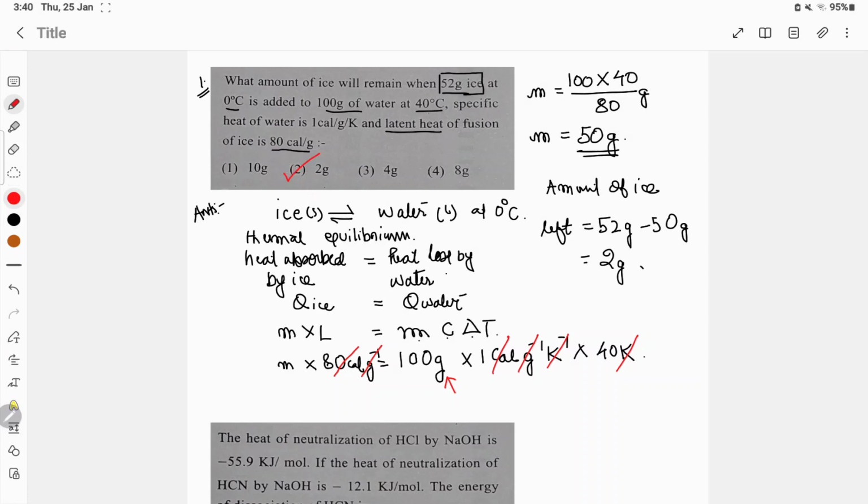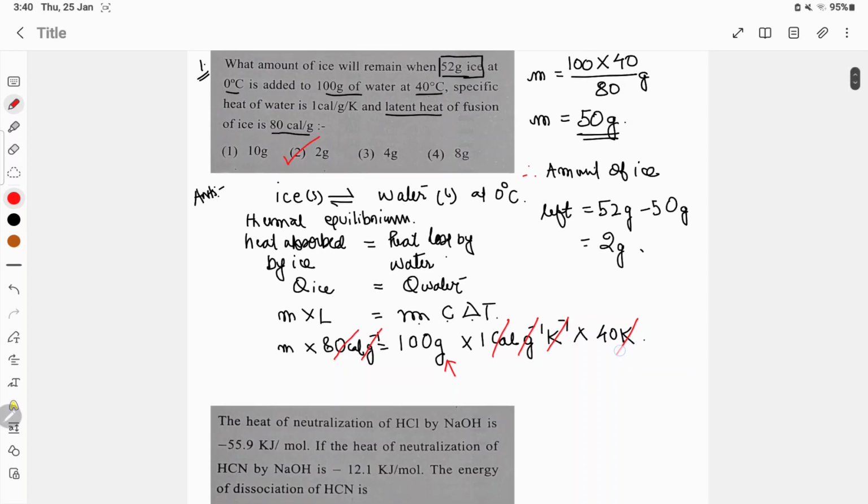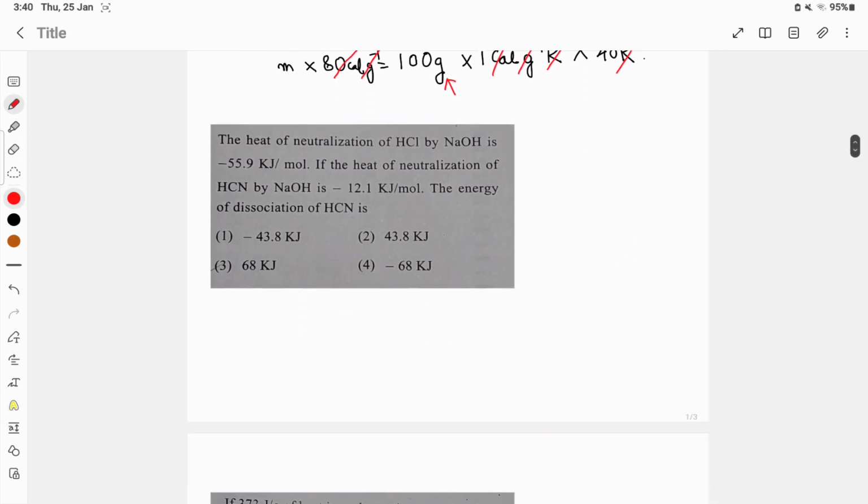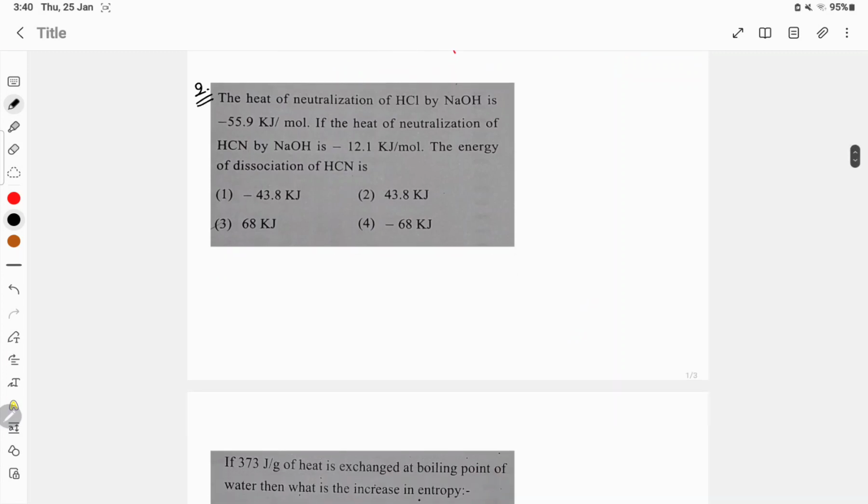Okay, then students, we'll go to the next one. Question number 2. The heat of neutralization of HCl by NaOH. So let's write HCl plus NaOH will give NaCl plus H2O. Therefore here the heat of neutralization is minus 55.9 kilojoule per mole.